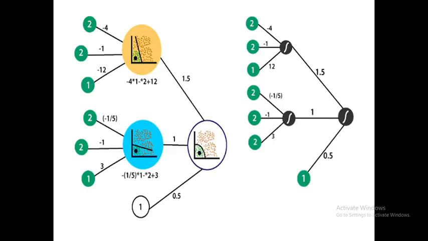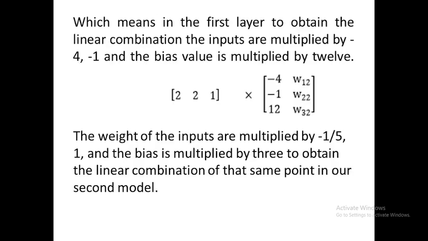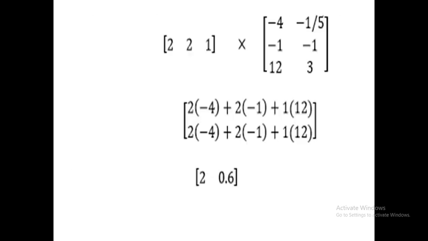Because in the second model, see here, it is minus 1 by 5, minus 1, 3. We have to take these three things as the weights and then multiply that with the second set. So again what we are doing, we are taking that minus 1 by 5, minus 1 and then 3, and we have substituted them in the positions of W12, W22, W32. Now we have to do the matrix multiplication with this.